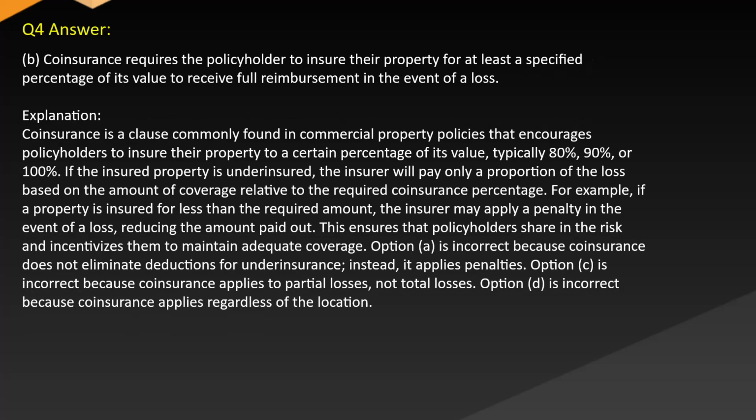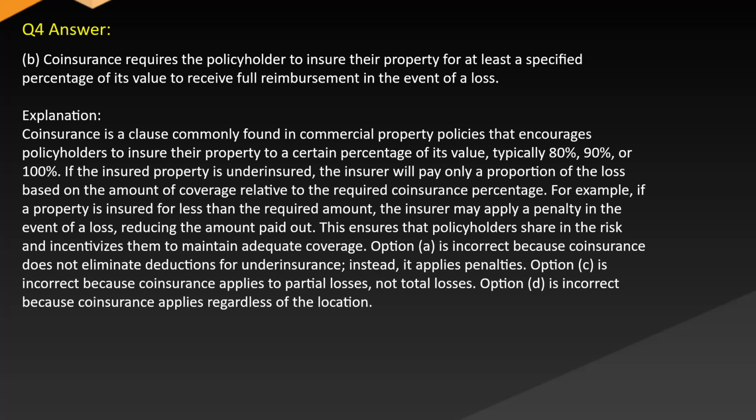Answer B. Coinsurance requires the policyholder to insure their property for at least a specified percentage of its value to receive full reimbursement in the event of a loss. Explanation: coinsurance is a clause commonly found in commercial property policies that encourages policyholders to insure their property to a certain percentage of its value, typically 80%, 90%, or 100%.